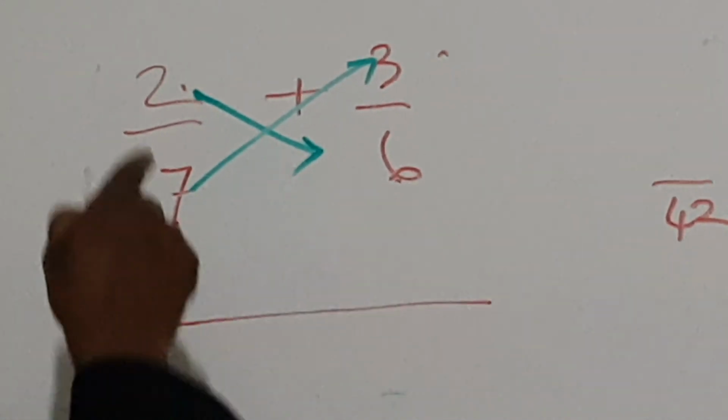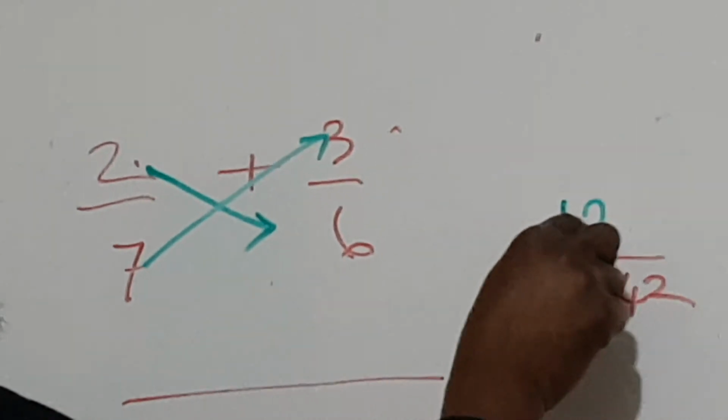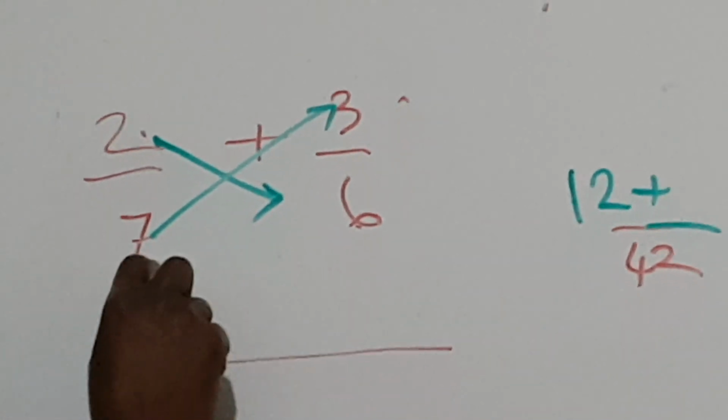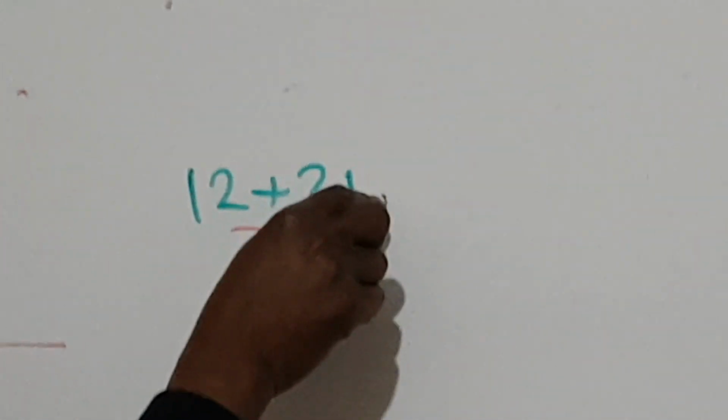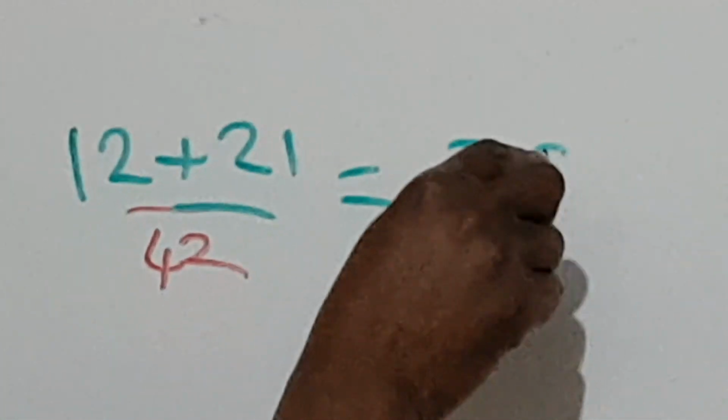7 by 6 is 42. 2 by 6 is 12, plus 7 by 3 is 21. That is 33 over 42. Sorry, 23? Is it 23? Yeah.